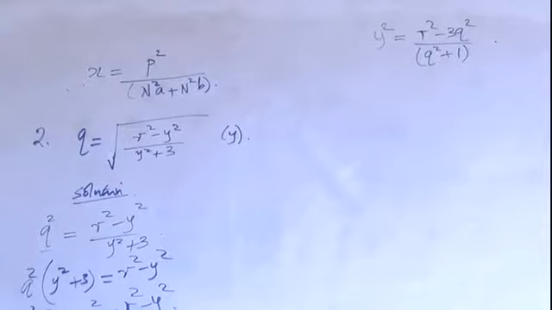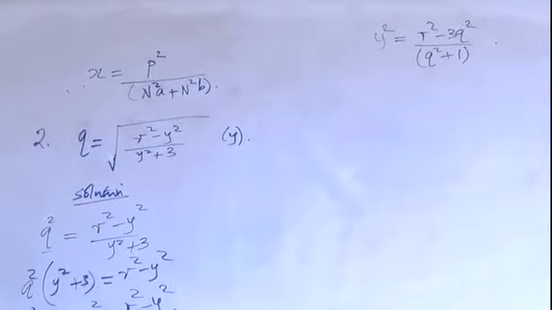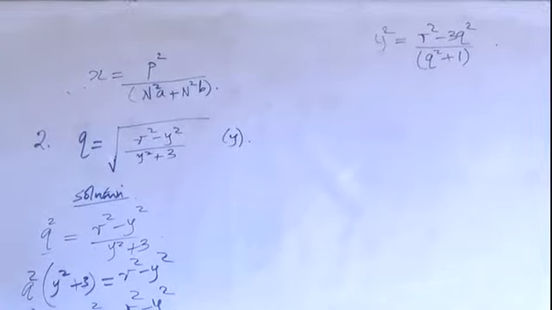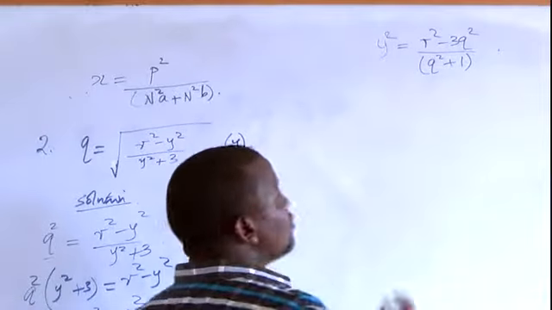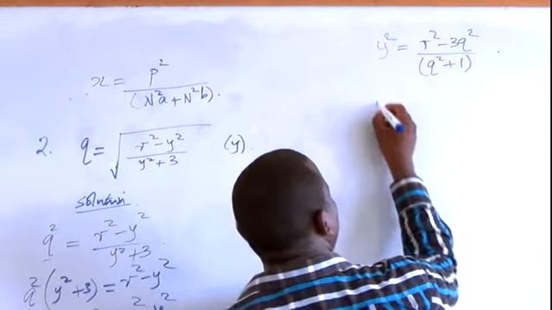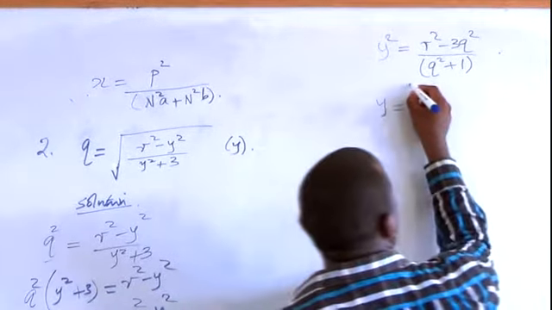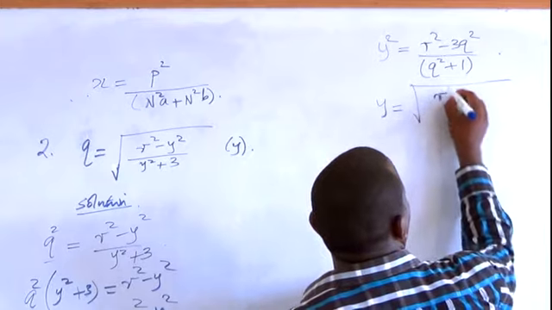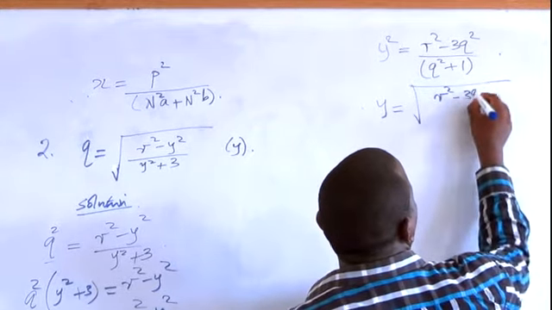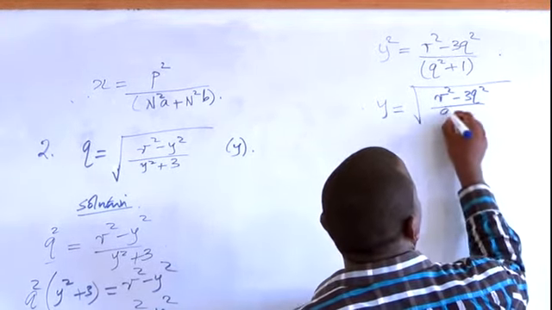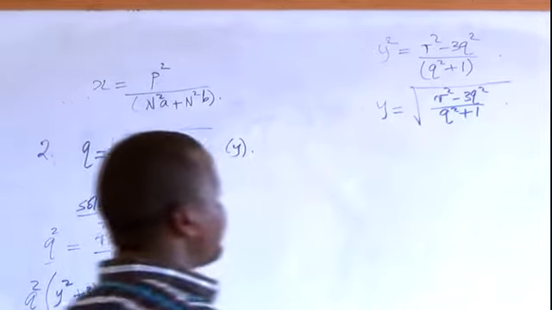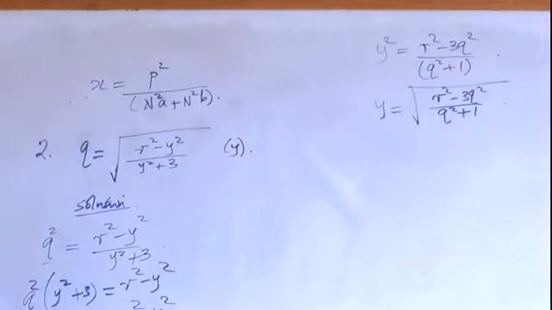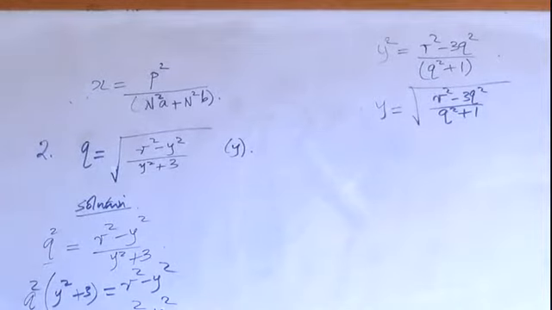So we want to make y the subject. If we want to remain with y, we have to get the square root of y squared. Whatever we do on the left hand side must be done on the right hand side. So the square root of y squared is y, which must be equal to the square root of the whole of that, which is r squared minus 3q squared all over q squared plus 1. And therefore, we have made y the subject of the formula.